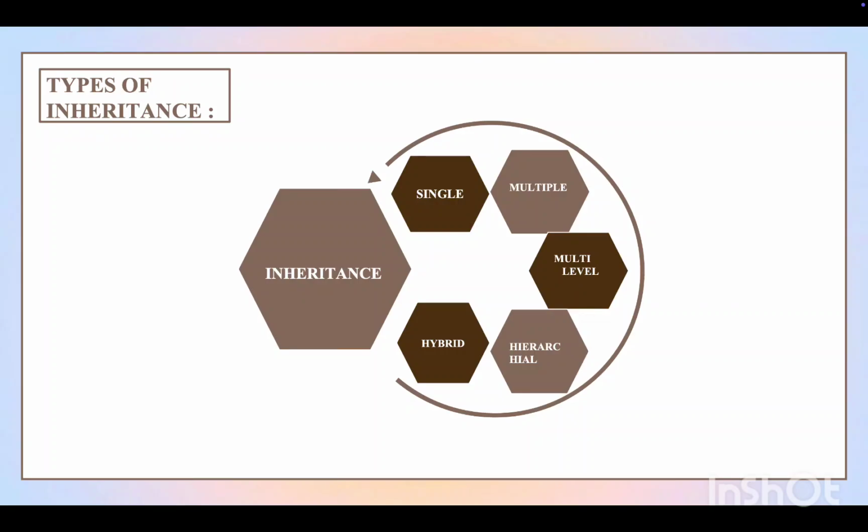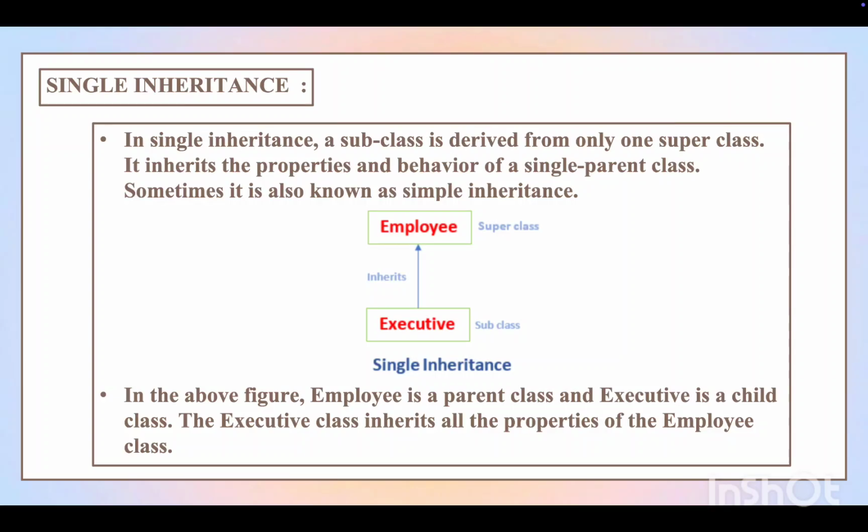Types of inheritance are single inheritance, multiple inheritance, multi-level inheritance, hierarchical inheritance, and hybrid inheritance. What is single inheritance? Single inheritance is where a subclass is derived from only one superclass. It inherits the properties and behavior of a single parent class. Sometimes it is also known as simple inheritance.